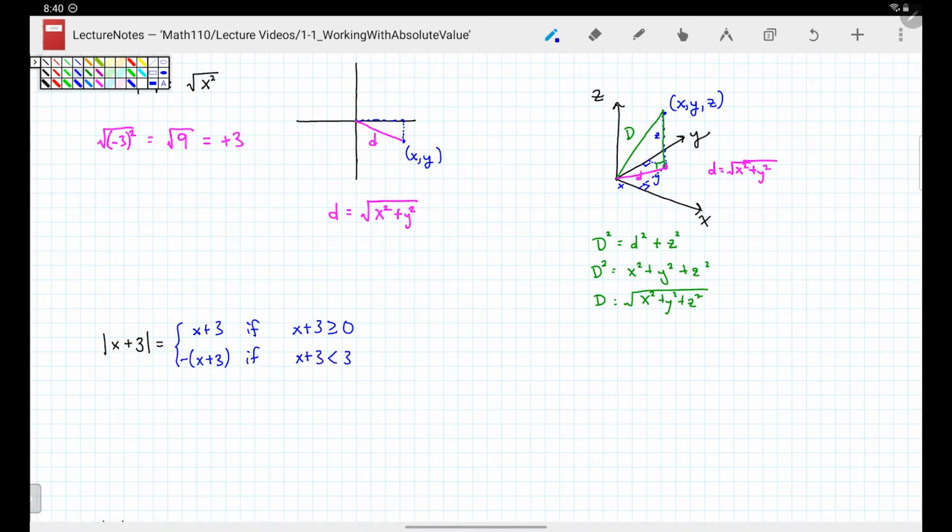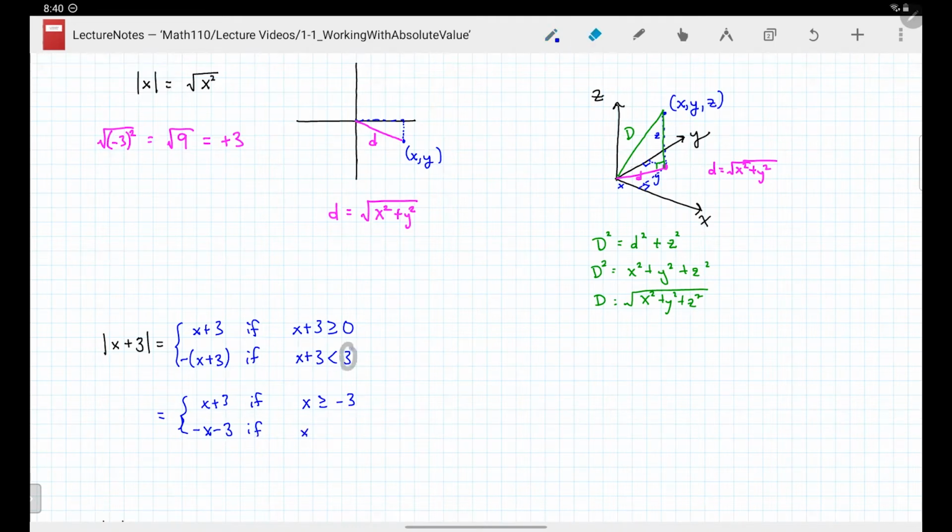So I'm going to rewrite this a little bit. This is x plus 3 if x plus 3 is positive, that means x is greater than or equal to negative 3. And this would be negative x minus 3 if x plus 3 is less than 0. I wrote that incorrectly here. So if x is less than negative 3.